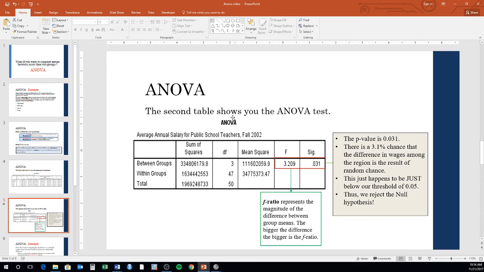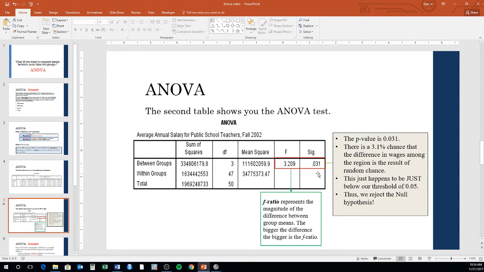And so when you look at the table, there are 2 numbers that are really going to matter for the purposes of this class. The F value, the F ratio, which simply represents the magnitude of the difference between the groups. The bigger the differences between the groups, the bigger the F ratio. And of course, the significance here is the p-value.